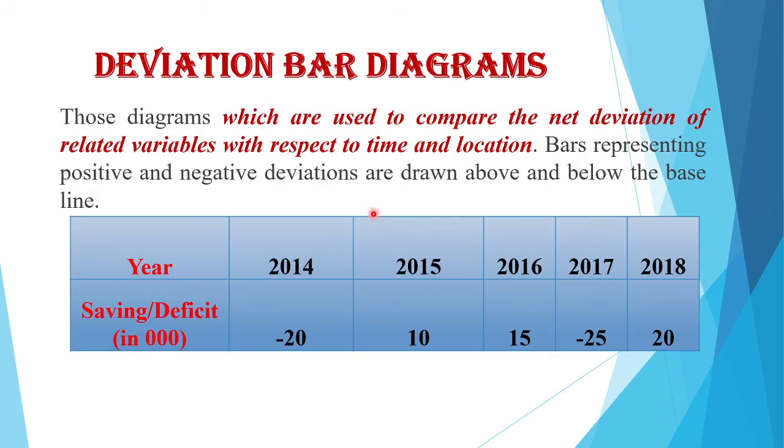Next one is the deviation bar diagrams. Deviation means how the figures or data deviate from each other, which are used to compare the net deviation of related variables. For example, in the present question, we are going to study about the saving and deficit of a company, right? So how the values deviate from each other. This is represented by deviation bar diagrams. Bars representing positive and negative deviations are drawn above or below the base.